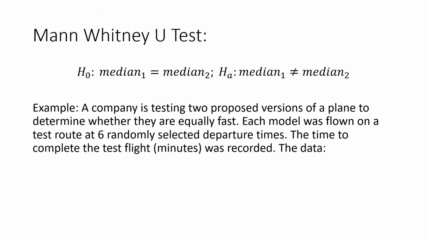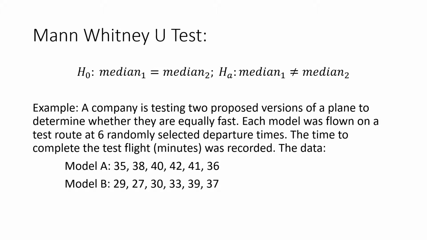Each model was flown on a test route at 6 randomly selected departure times. The time to complete the first test flight was recorded in minutes, and because the selected departure times were not the same for the different models of planes, the data are not paired here. The times for Model A are listed here, and the times for Model B. So there's our data.